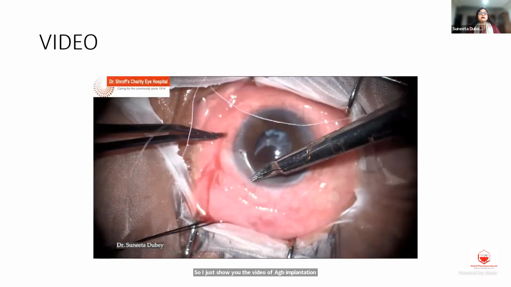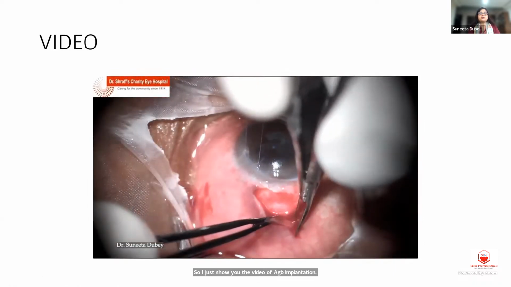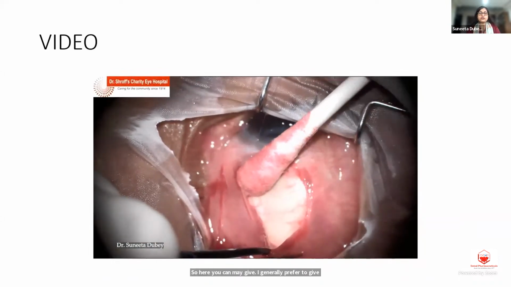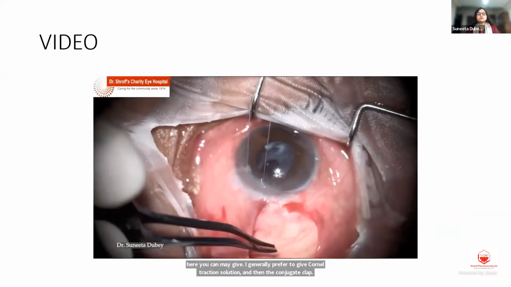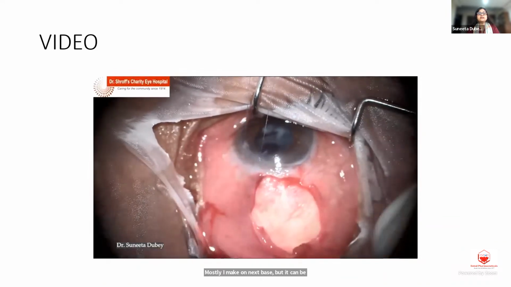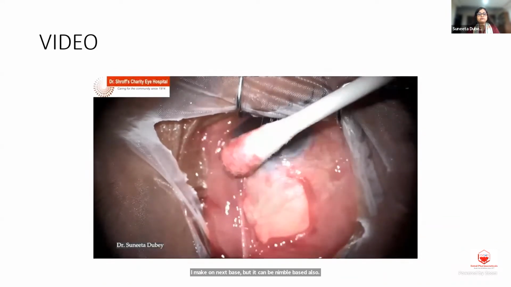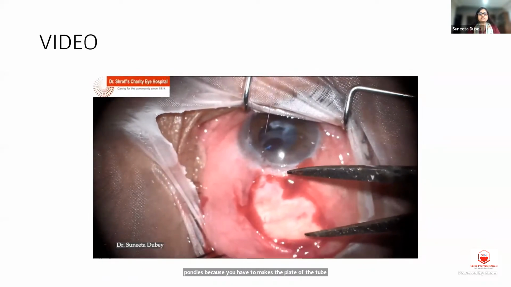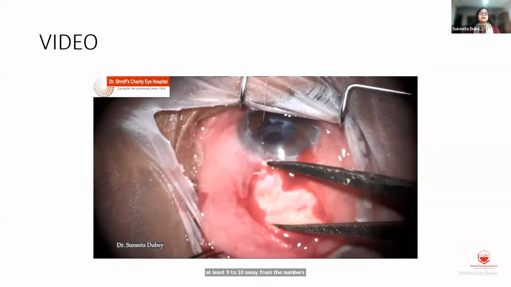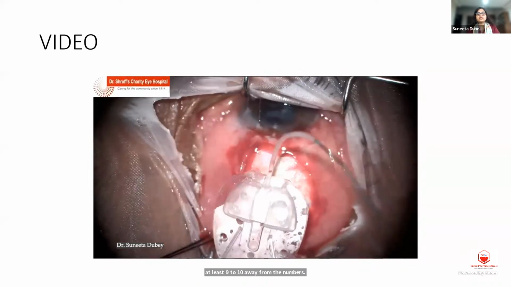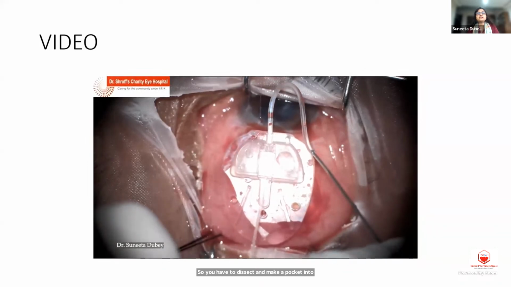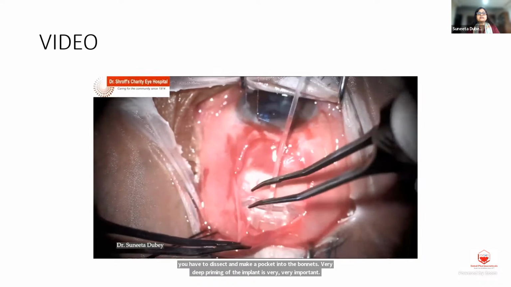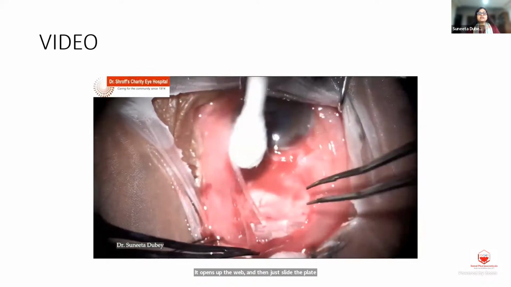Here I generally prefer to give a corneal traction suture and then the conjunctival flap. Mostly I make it fornix based, but it can be limbal based also. You have to create a deep pocket deep into the fornix because you have to fix the plate of the tube at least 9 to 10 millimeter away from the limbus. So you have to dissect and make a pocket into the fornix very deep. Priming of the implant is very important. It opens up the valve, and then just slide the plate inside the pocket which you have created.